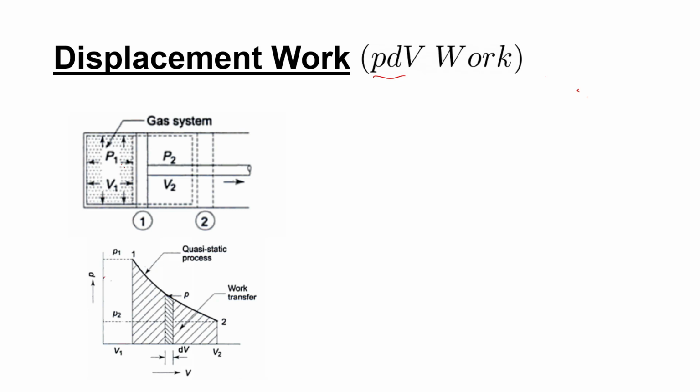Let us plot that in a PV diagram. Here in the y-axis you have the pressure, and in the x-axis you have the volume. So let us take the initial state 1. That means it has got pressure P1 and volume V1.